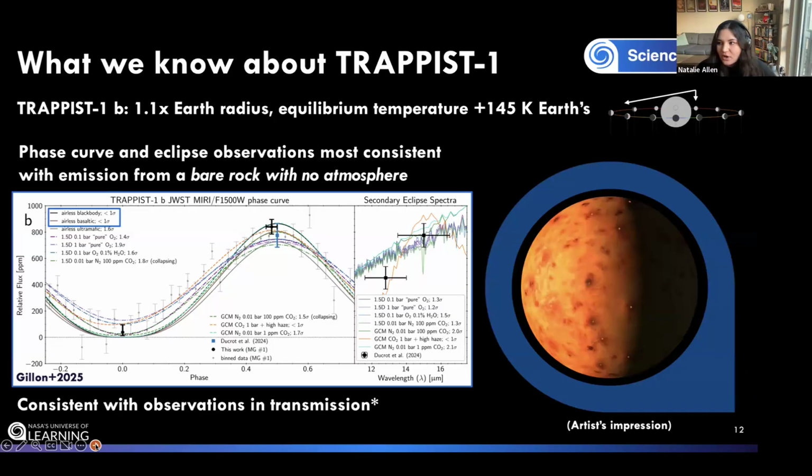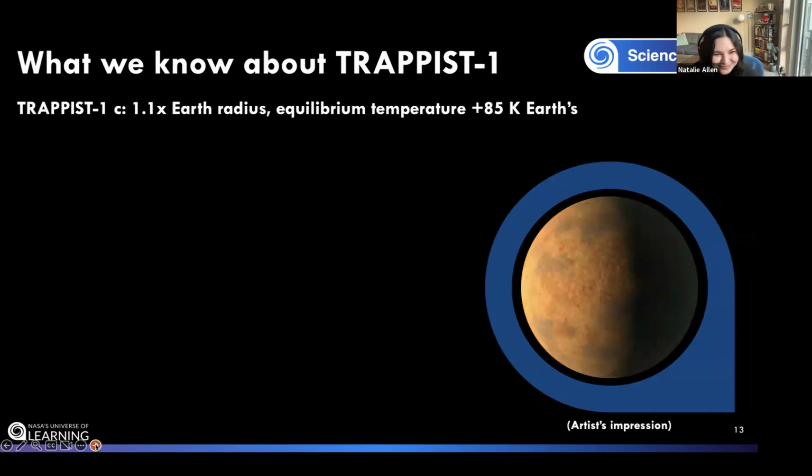So again, this is not super different from Mercury in our solar system. And that's kind of, I think, the most secure thing that we know about the system so far. This is also consistent with observations in transmission, but those are a little bit more complicated, as I'll talk about in a bit. Next slide.